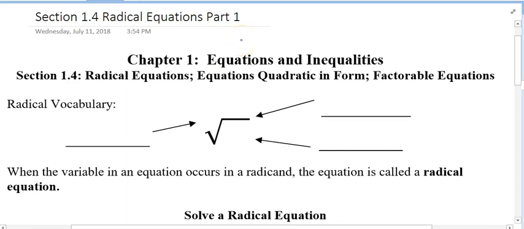We're in section 1.4, radical equations. So to get us started, we're going to start off with some basic vocabulary. We're going to start off with the symbol itself. This is the symbol, and that symbol is what we call a radical.